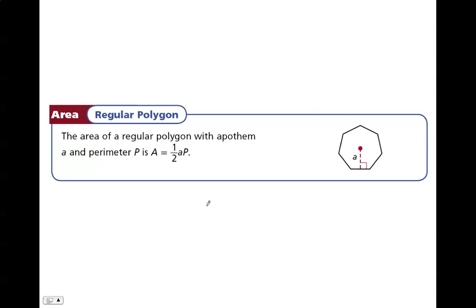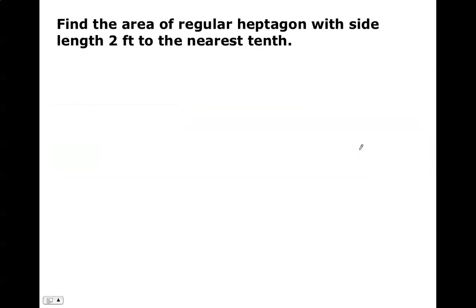Oh, I guess you need to know the formula first. The area of a regular polygon is 1/2 the apothem times the perimeter, remembering that the perimeter is you are adding all sides of the polygon. Now let's look at an example.